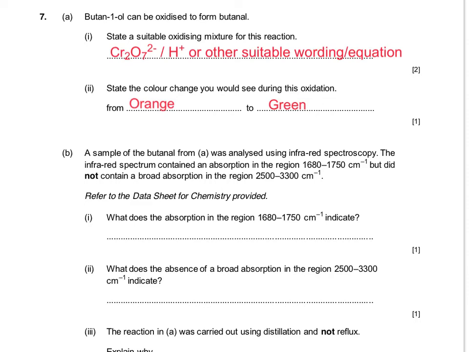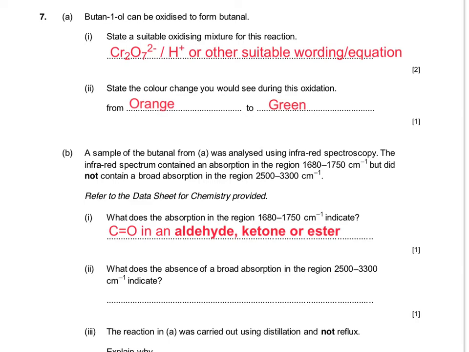Now the absorption in the region 1680 to 1750 centimetres to the -1 would be your C=O in the aldehyde or ketone. Now notice I've been specific not to inadvertently say the C=O in a carboxylic acid. That's because it said that it didn't contain a broad absorption in the region 2500 to 3300. So be careful not to inadvertently step aside from the correct way of putting it.